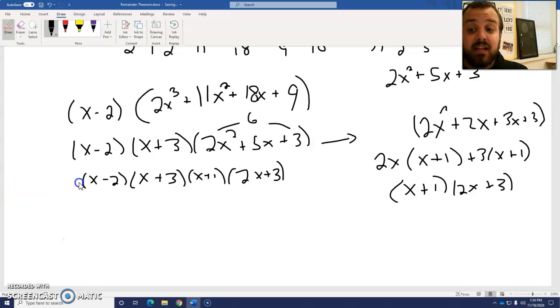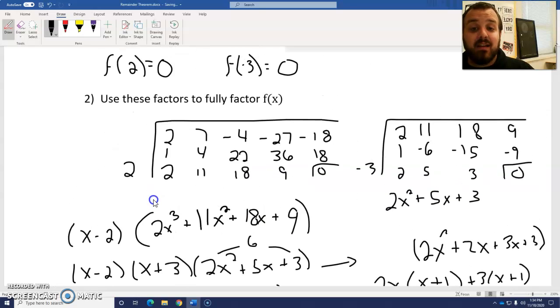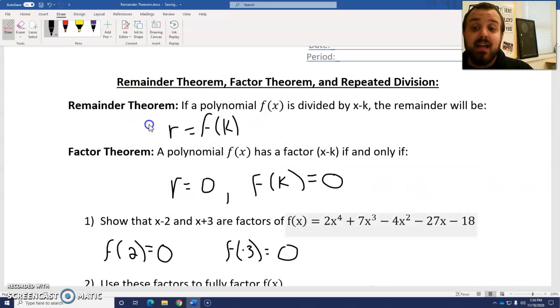And now I could use the zero product property to find all my roots. Right, set these all equal to 0, solve them, and you could find all your roots from there. Okay, but that's how we're going to fully factor these polynomials. And again, it comes down to kind of the main thing from today, this remainder theorem, specifically the factor theorem. Right, if I plug in the k value, whatever comes out will be my remainder. If I plug it in, I get out a 0. That means that that original binomial is a factor. Okay, it's a factor because when we plug it in, we got out 0. Okay, that's the remainder theorem and the factor theorem.